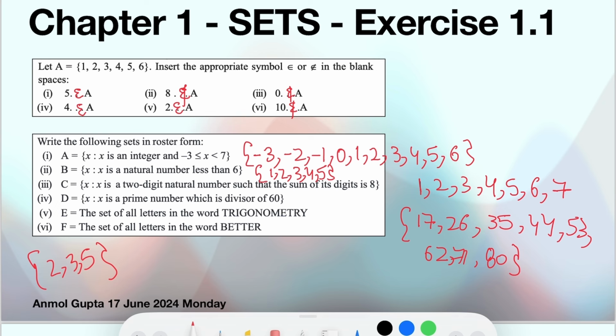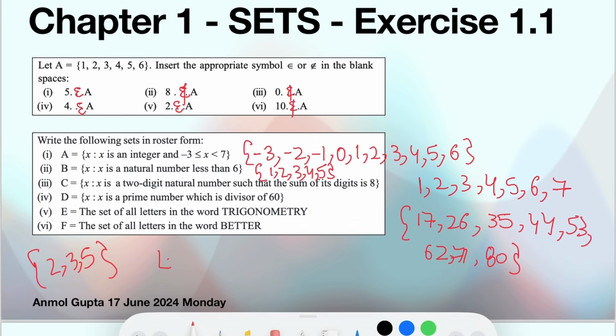So we can write E in roster form as T, R, I, G, O, N, M, E, Y. Moving on to the sixth question, F equal to the set of all letters in the word better. So F can be written as B, E, T, R.